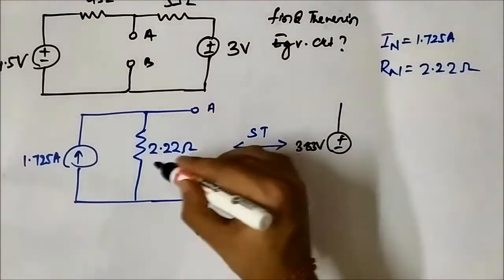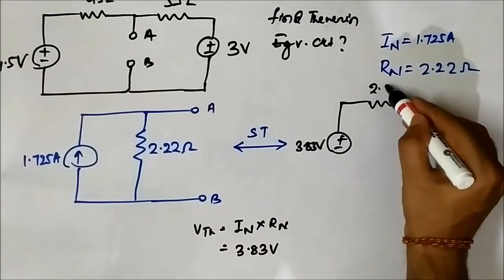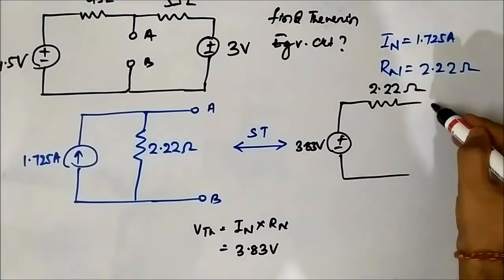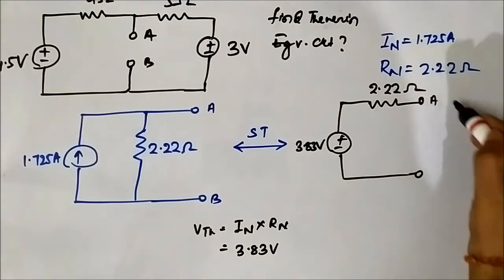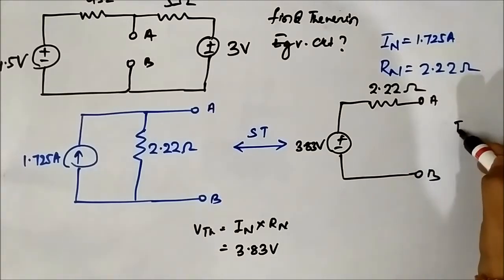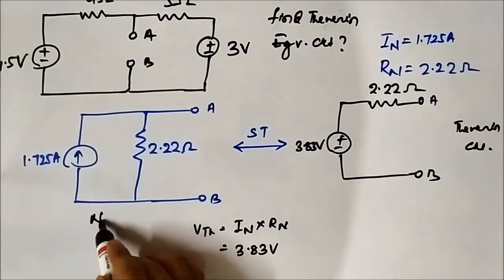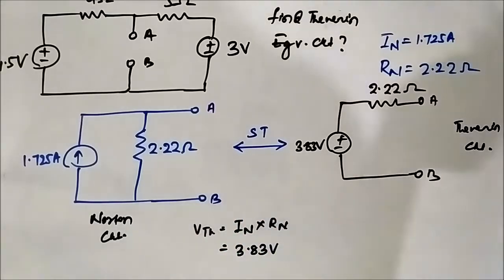And we have the same equivalent resistance connected in series, 2.22 ohm. This is the Thevenin circuit. This is the Norton circuit. So simply by applying source transformation, we got the Thevenin circuit from the Norton circuit.